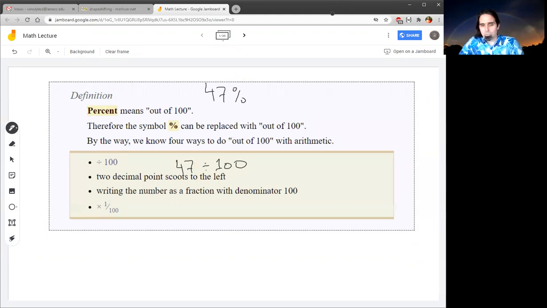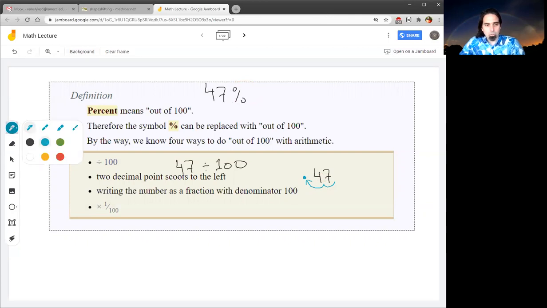We could say out of 100 is two decimal point scoots to the left, because in some earlier math we did, dividing by 100 just does that. So we could take the 47, do two decimal point scoots to the left, and get 0.47 that way. Again, I'm taking the percent symbol and replacing it with something equivalent that does the same thing.